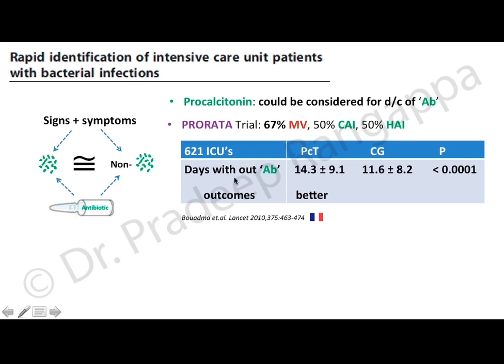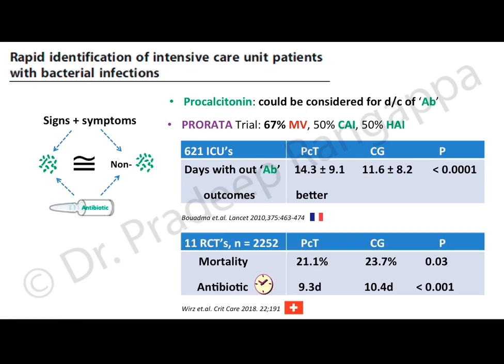When you look at the groups, antibiotic-free days were more where procalcitonin was used to stop antibiotics, which is good. And outcomes were found to be better in the procalcitonin group. This study came in 2010. This was followed by the most recent study which came in 2018 by the Swiss group. This is a much bigger study, 11 randomized controlled trials including 2252 patients, where again they used procalcitonin to stop antibiotics, and they found mortality was lesser compared to the group where you continued antibiotics. And even the antibiotic duration was significantly less where procalcitonin was used to stop antibiotics as compared to the group where it was continued.